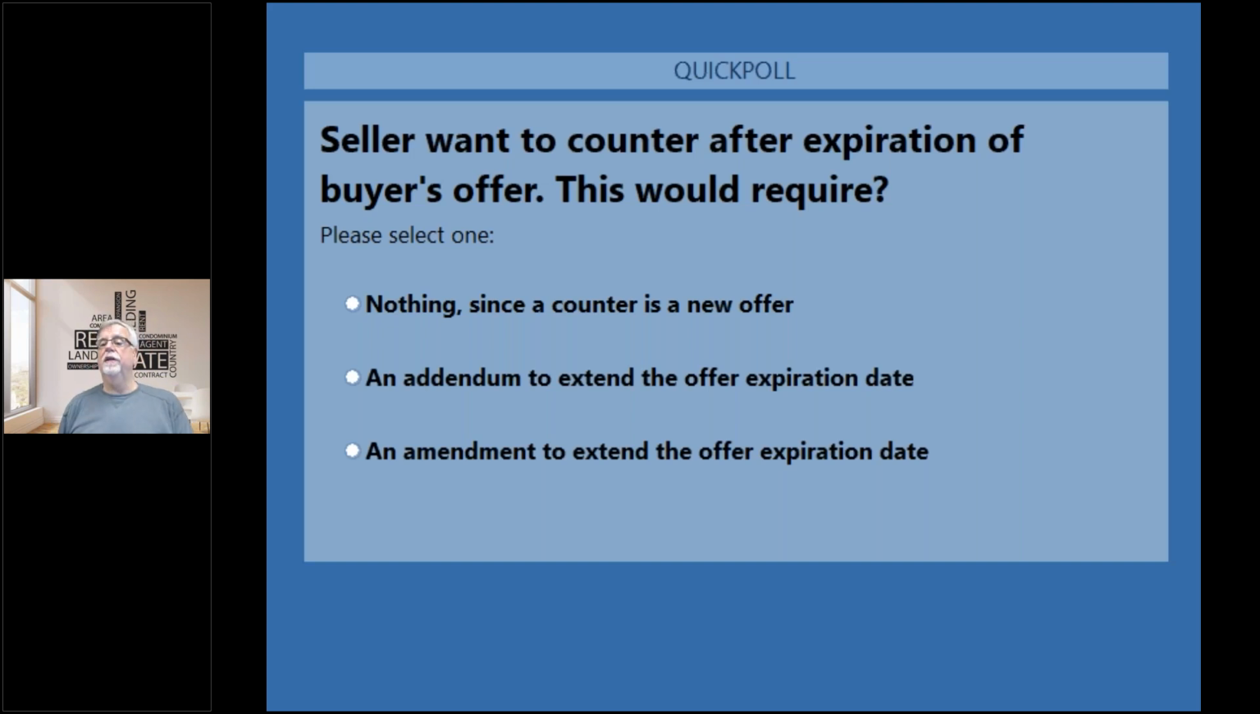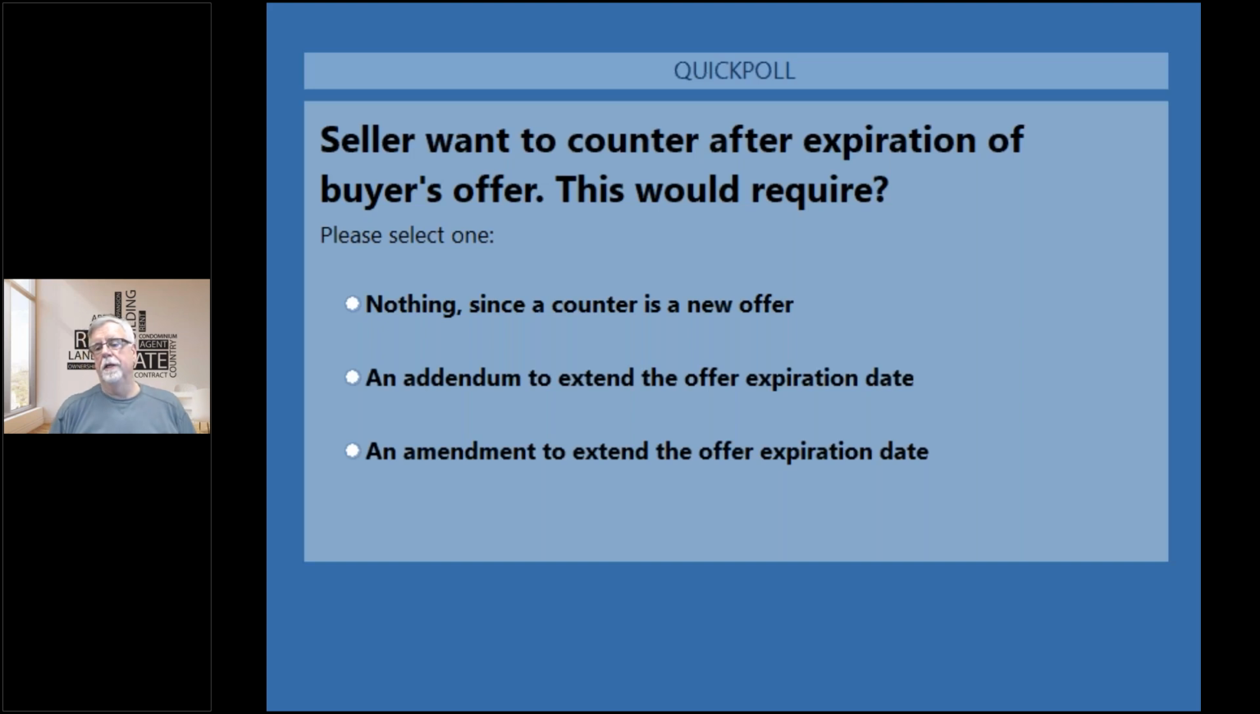Would you have an addendum to extend the offer expiration date or an amendment? And most people are getting this right. It would be an addendum, right? So what we would do, the buyer has made us an offer. We're countering the offer, but we're doing so not within the time period that the buyer gave us in paragraph 31.